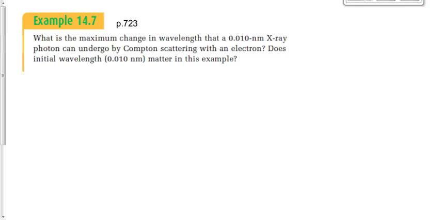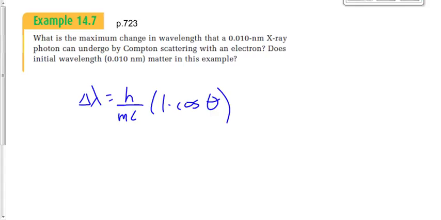We got to think a little bit. Okay, where might we start? Well, we know how to find a change in wavelength using the equation delta lambda is equal to h over mc times 1 minus cosine theta. So let's write that down because it's the only thing we know right now about finding a change in wavelength.